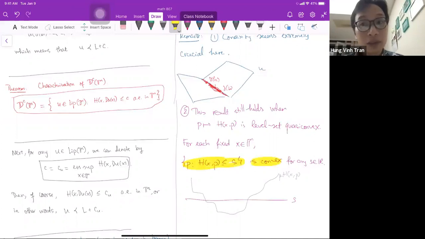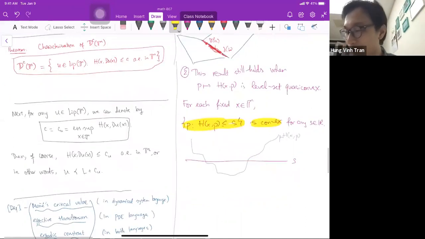So this result still holds true for quasi-convex functions, though not always. You have a result that holds for the uniform convex case, and it holds for the level set quasi-convex case, because it's weaker than convexity. But in this particular instance, it holds. And let me tell you quickly why. This is rather interesting.